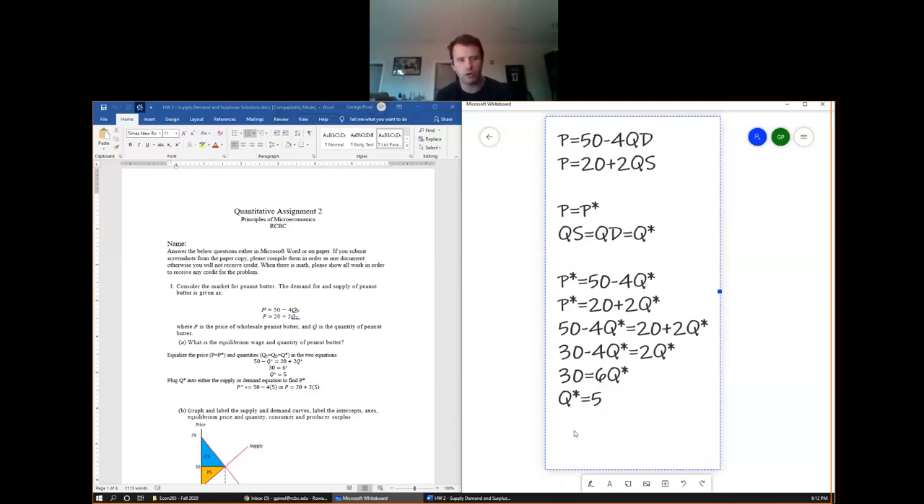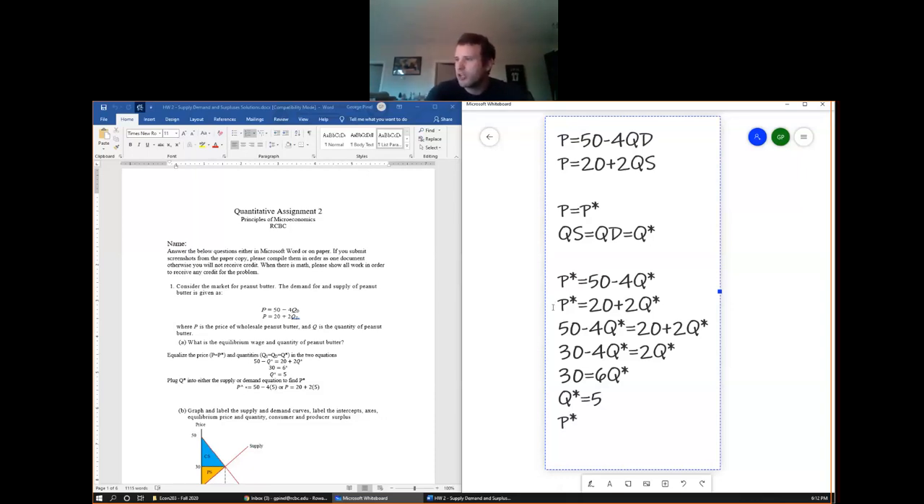What I suggest that you do when you're solving it on the midterm or on your homeworks is that you plug it into one and find your P star. Then you plug it into the other one and find your P star. If both P stars are the same, then you know you've hit equilibrium. If you have different P stars, then you've done something wrong in your algebra somewhere along the way.